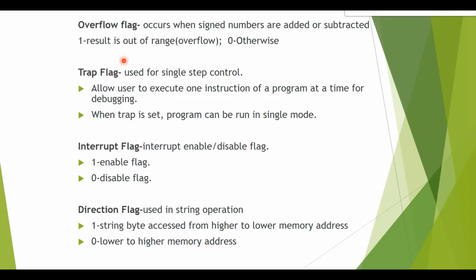Then we have the control flags. They are used to control the operations of the microprocessor. Now this is the trap flag. This is used for the single step control. As we do the programming in C or C++, when we run the program, there are two options. One is to directly execute the program, and another is the step-by-step operations. So this trap flag is used to do the step-by-step executions.